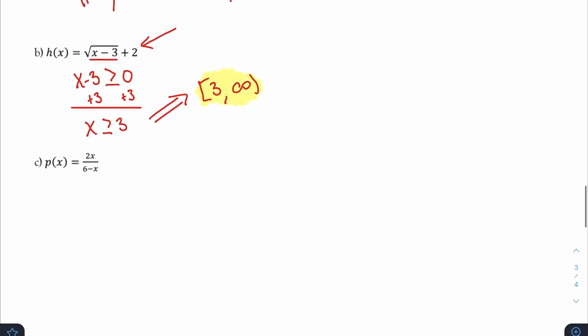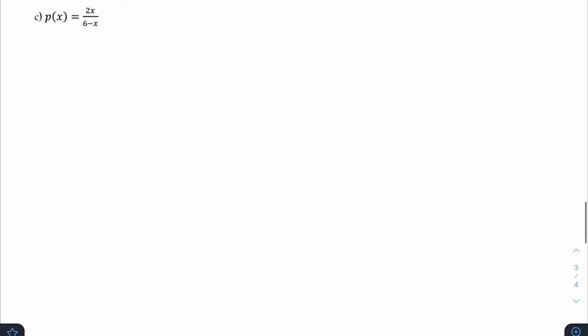Now, let's look at part C, our final example for this video. We have p of x is equal to 2x divided by 6 minus x. If I look at my restrictions, again, I don't have a square root, so I'm not worried about that. But am I worried about accidentally dividing by 0? Here I definitely have a fraction.